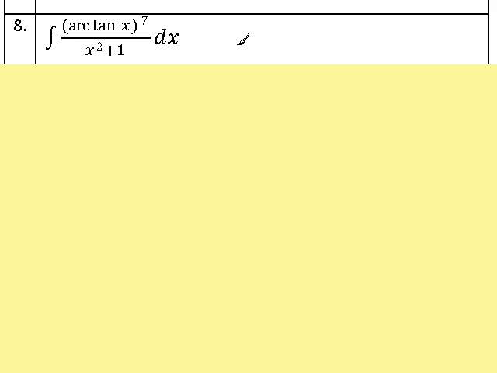Now number 8 is different. It's not one of the inverse trig integrals. All right, it's simply a u substitution power rule. Notice that here we have an inner function arctan, and the derivative of arctan is on the outside. The derivative of arctan is 1 over x squared plus 1, and we have it right here. So this is just a simple u substitution. All right, so we're going to put u equal to that inner function, and we have du in our integral.